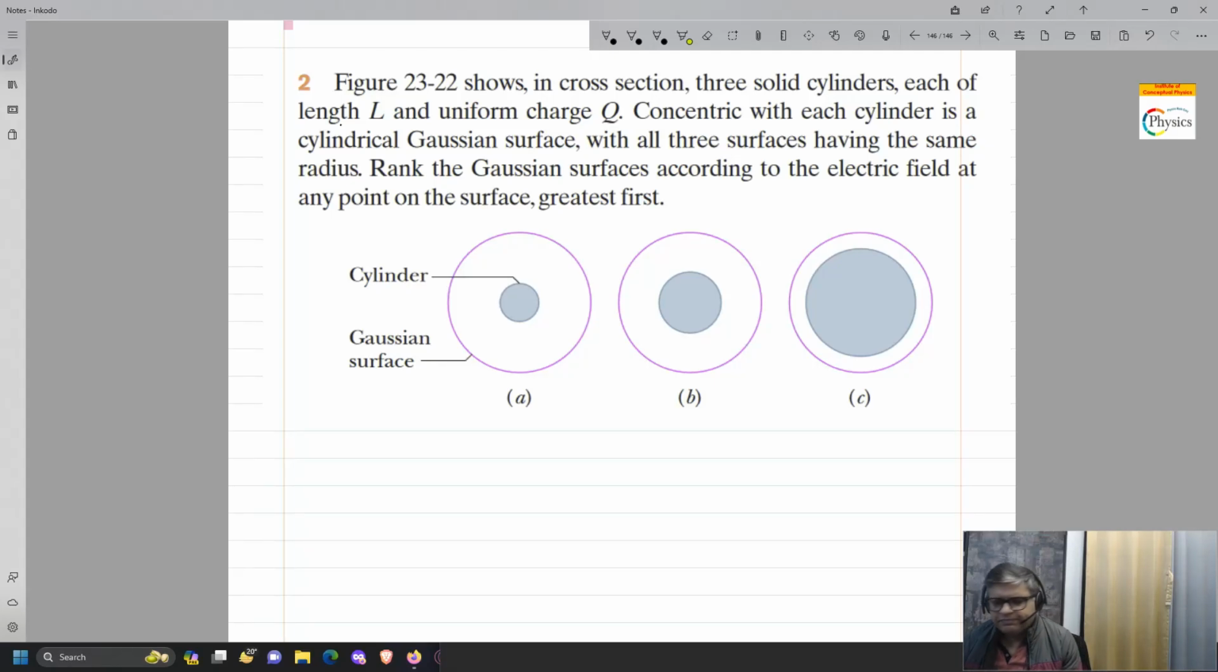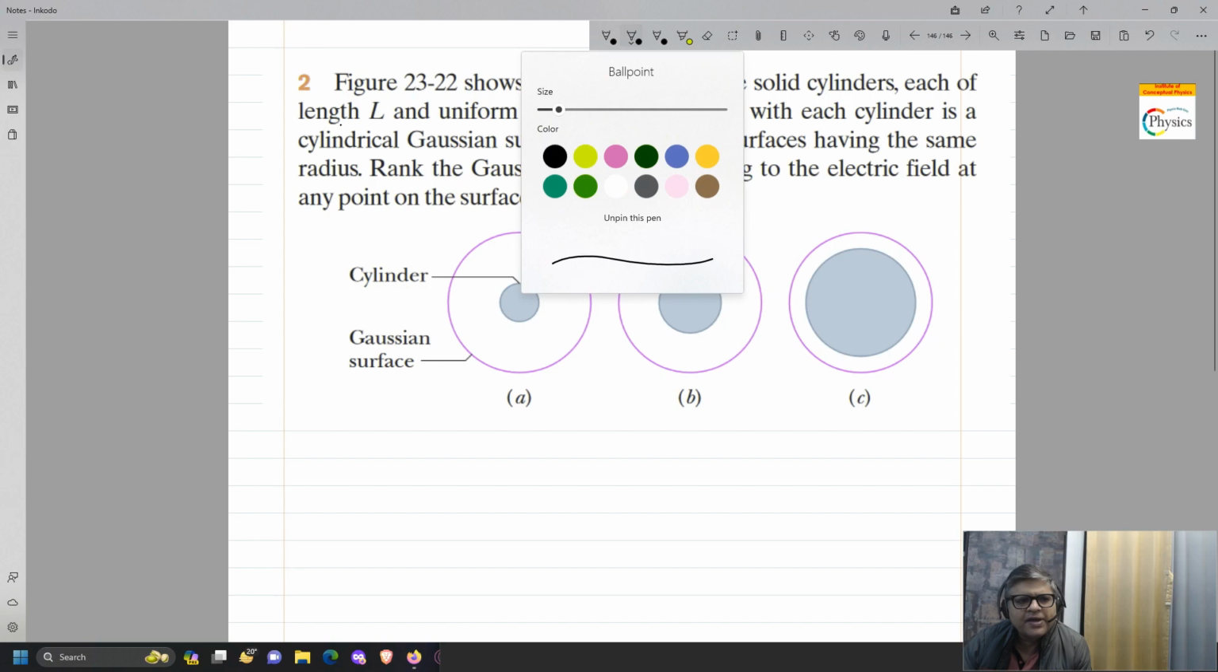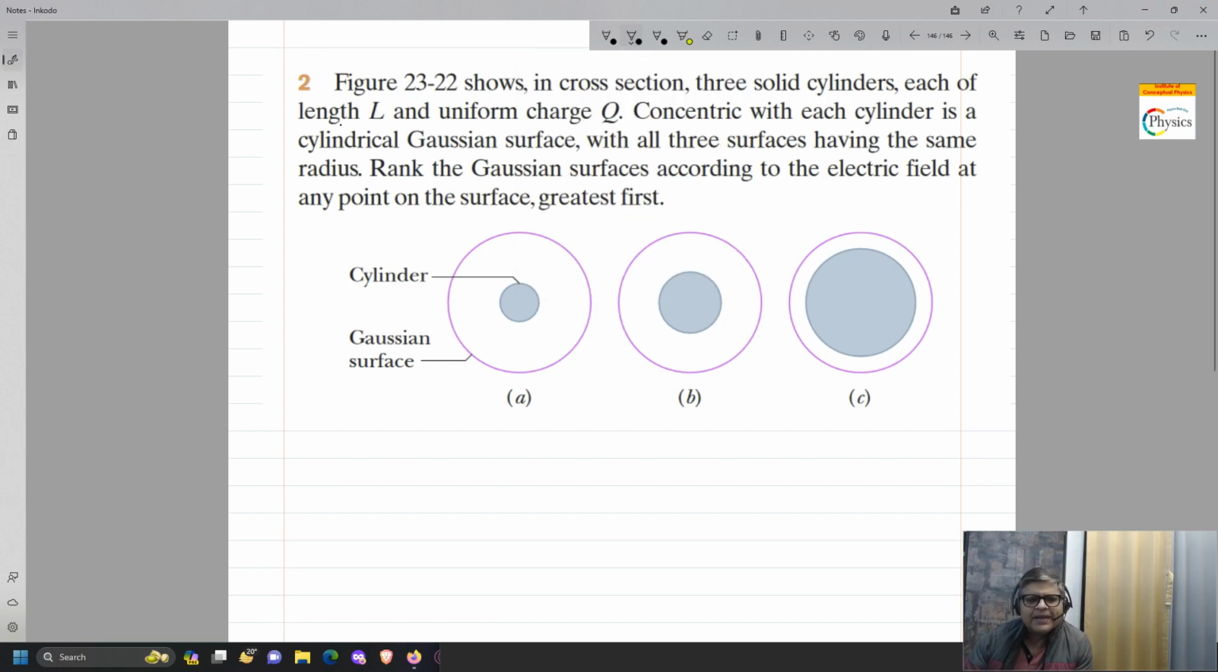All right, good morning. We will do this question from Resnick and Halliday. This question is from the topic of Gauss's law, and it's a tricky question. You don't have long calculations involved in this question. The only thing is you have to apply yourself and think through Gauss very carefully. Let's read the question first.